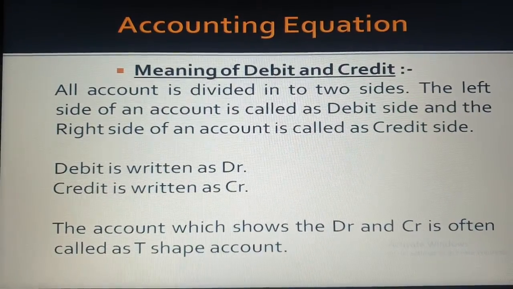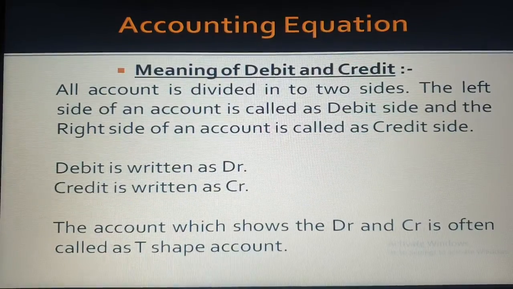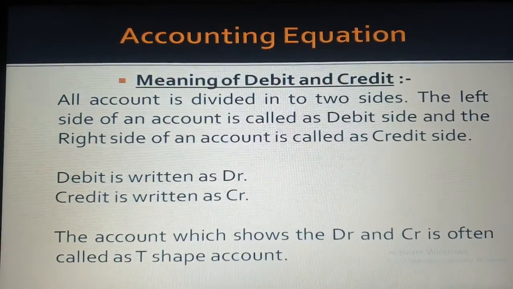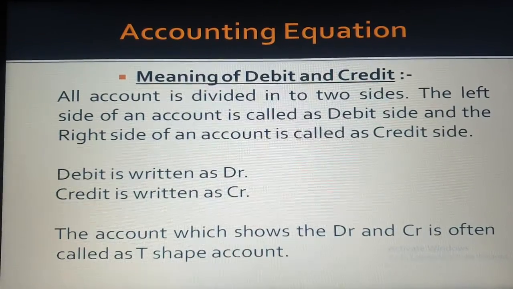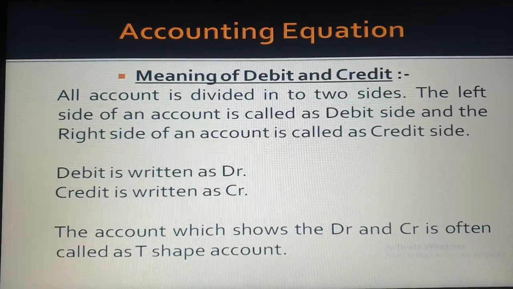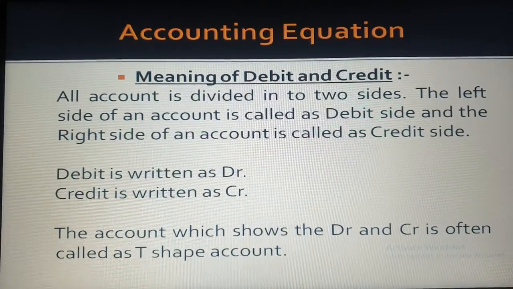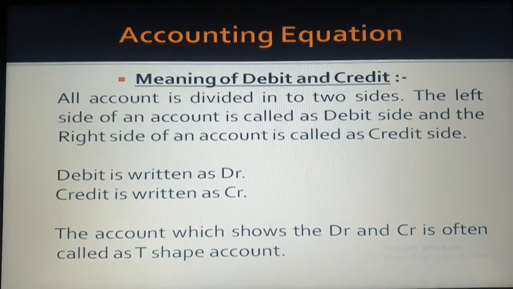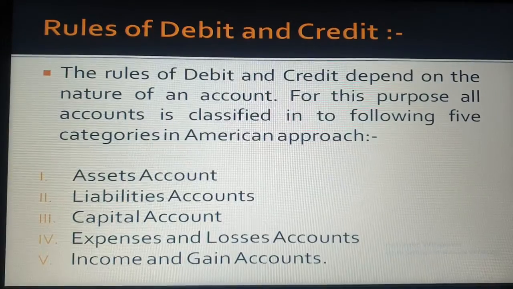The account which shows the debit and credit is often called a T-shape account. So generally the T-shape account contains two sides. The left hand side is called the debit side and it is written as DR. And the right hand side is called the credit side and written as CR. Now move to the next slide.